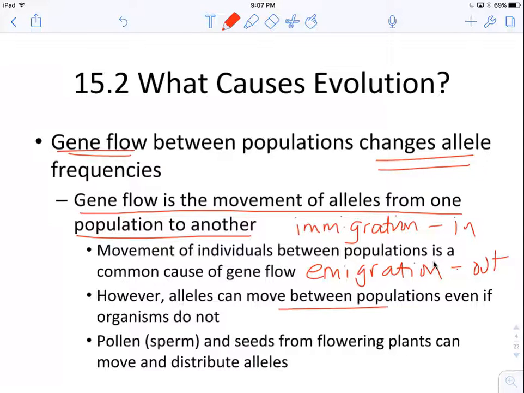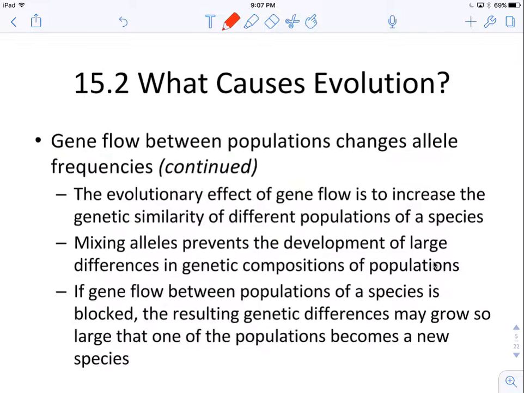Alleles can move between populations even if organisms don't. Don't forget plants are organisms too. Pollen and seeds from flowering plants can blow into neighboring populations. They can be carried by animals, by birds, whatever. And that can help cause some gene flow.